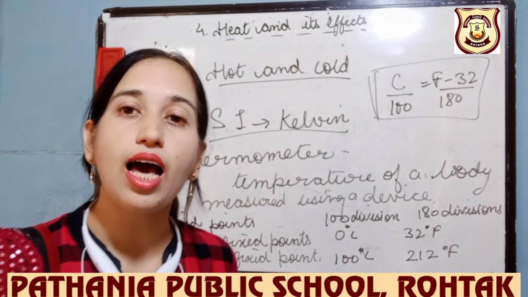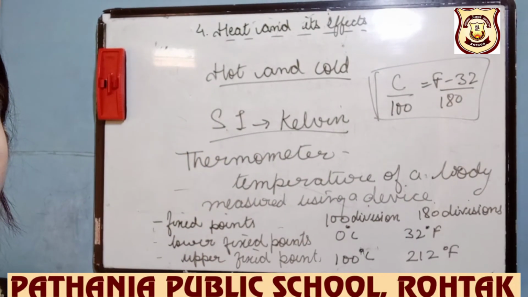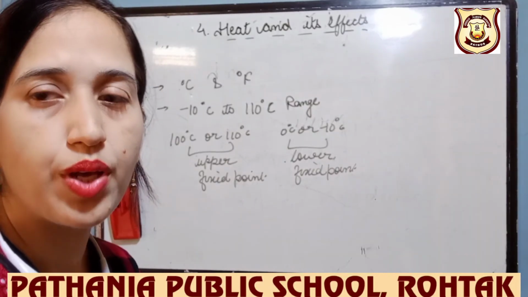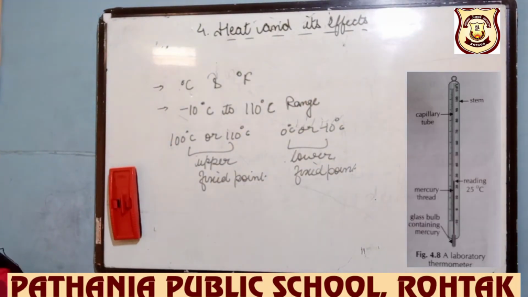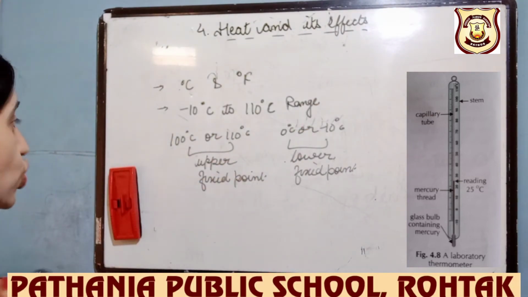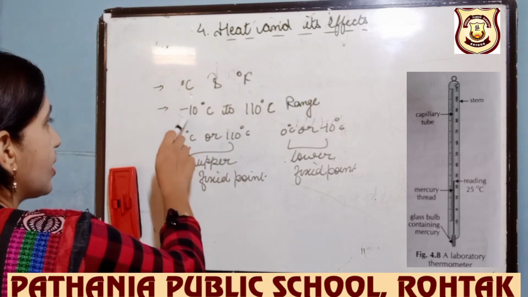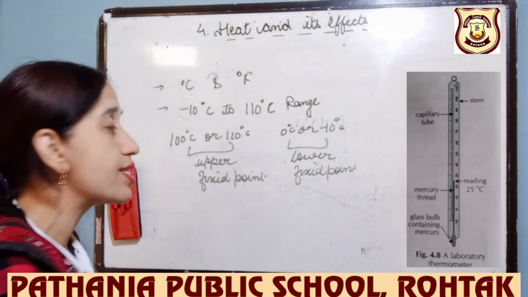So next topic we are going to cover is 2 types of thermometers. They are clinical and laboratory thermometers. So I'll draw the diagram. Okay beta, this is the laboratory thermometer. In this thermometer, we are having degree Celsius and degree Fahrenheit both. So its range is from minus 10 degrees Celsius to 110 degrees Celsius.